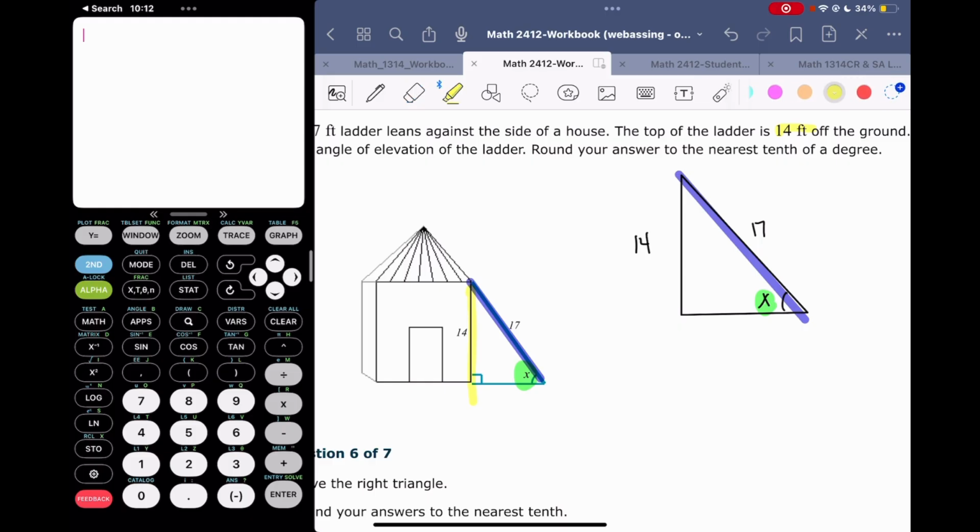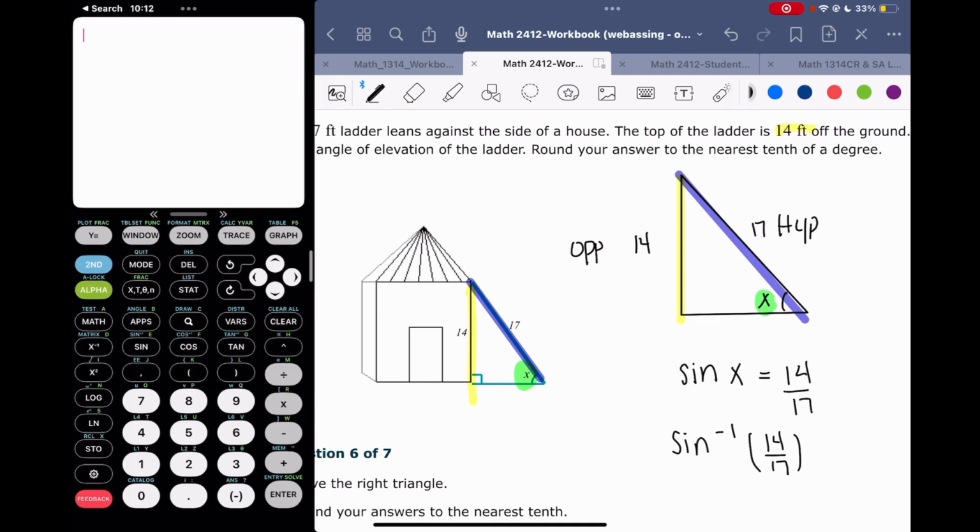Now, based on the sides that we're given, we have the opposite side and we have the hypotenuse. So we're going to say sine of x equals 14 over 17. We're going to perform inverse sine of 14 over 17 to find the value of x, which is the angle.